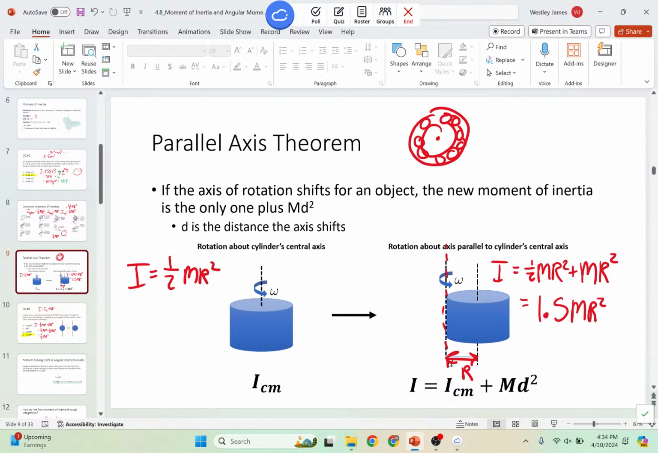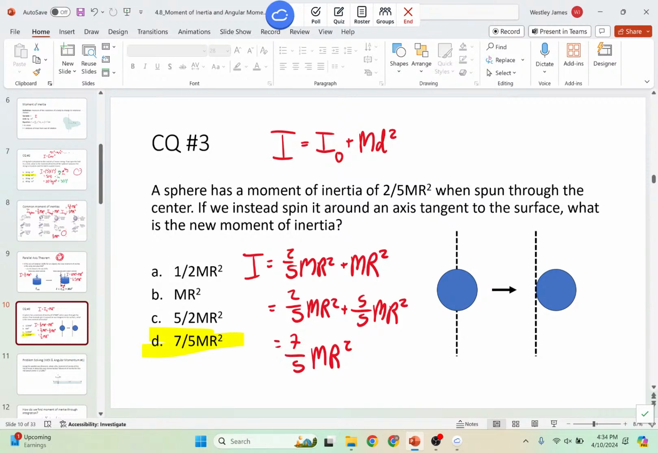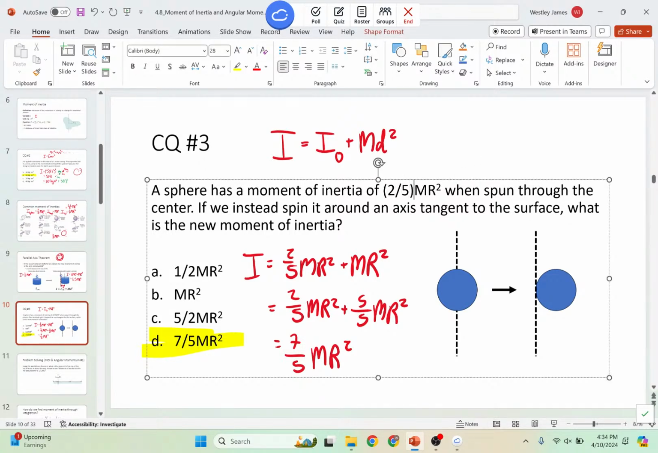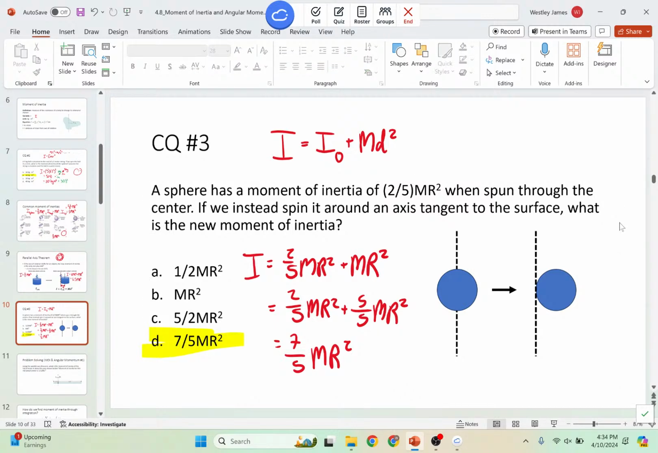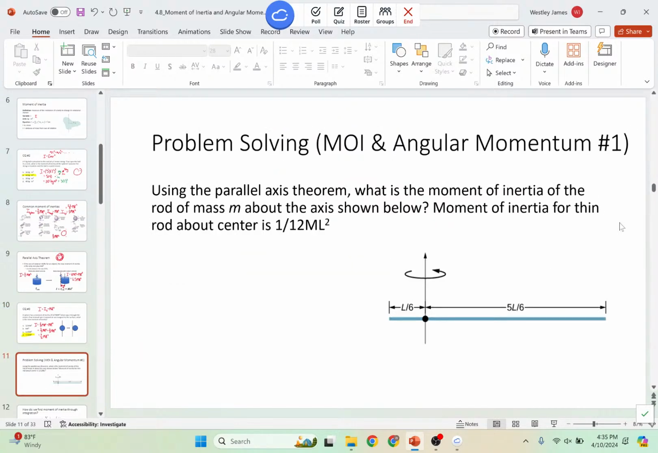So we did a clicker question example, where we took a sphere. A sphere about the center has a moment of inertia of 2/5 mr squared. To make it clear, this is 2/5 times mr squared. That mr squared is not in the denominator. We shifted it over by r, so we just added mr squared, and we got our new moment of inertia. We had so much fun, we want to do it again. There it is. Using the parallel axis theorem, what is the moment of inertia of a rod of mass m about the axis shown below?